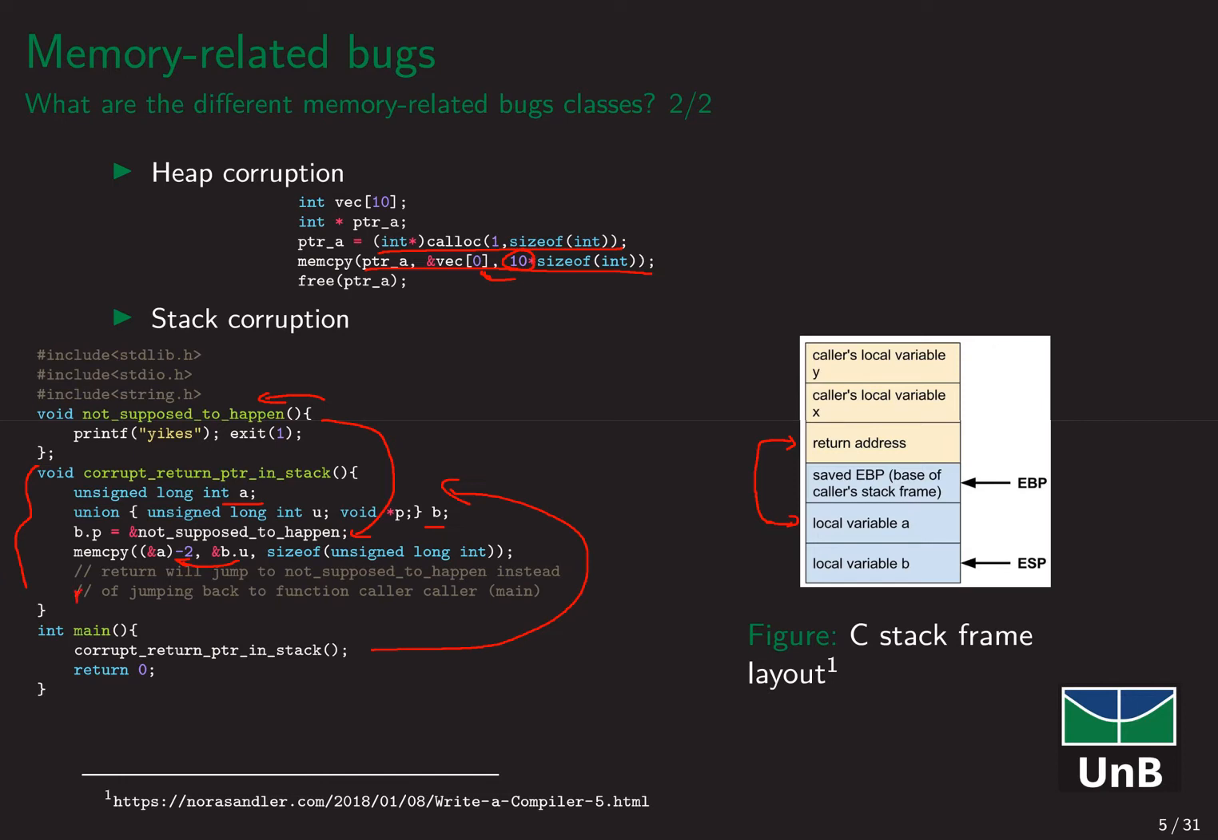So when it hits the return of this function, instead of going to the next instruction after the call, it is going to be redirected to this other function that was never supposed to be called. So this is how shell code injection works and how attackers can take control of your program.